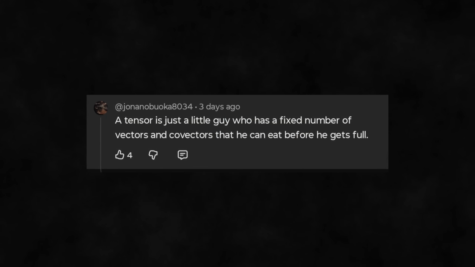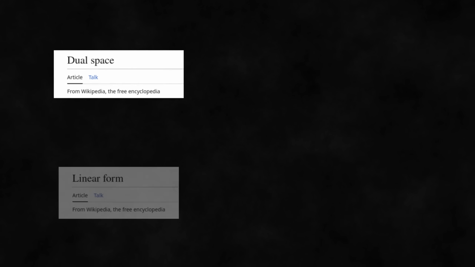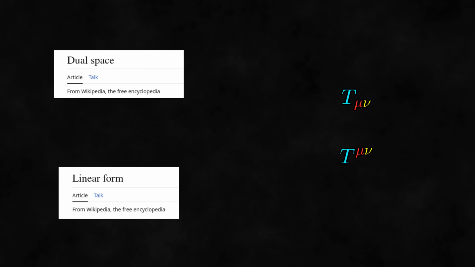And this comment doesn't help either. What the heck is a covector? Looking into covectors, you start seeing things like dual spaces and linear forms. How are they related to tensors? Then you see people start talking about covariant and contravariant tensors, where it seems like the only difference is whether we write a subscript or a superscript.